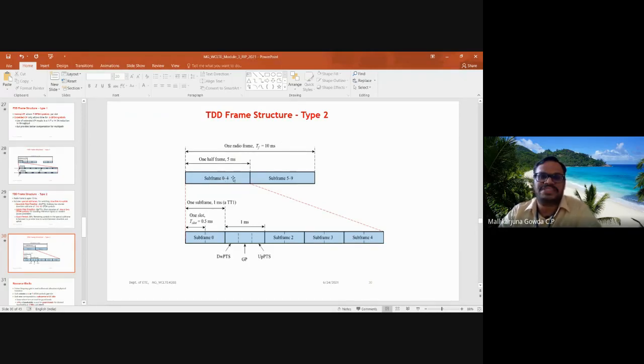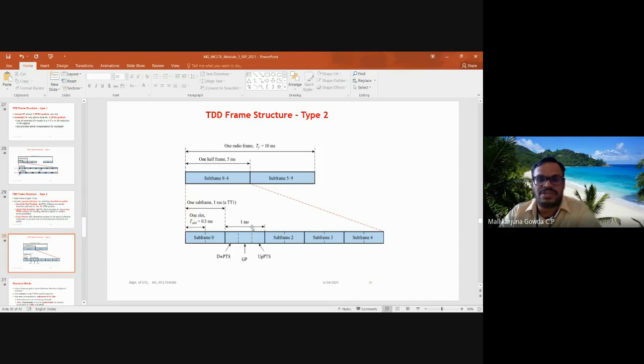0 to 4 means 5 subframes. Here it is shown, one half frame, which is equal to 5 milliseconds, with 5 subframes. In a normal subframe everything is the same. It will have 2 time slots, each time slot duration is 0.5 millisecond, so one subframe will be 1 millisecond.